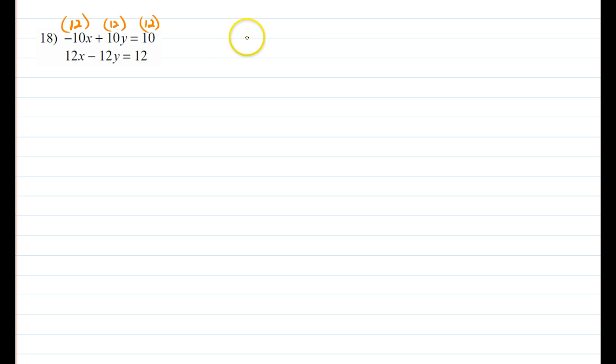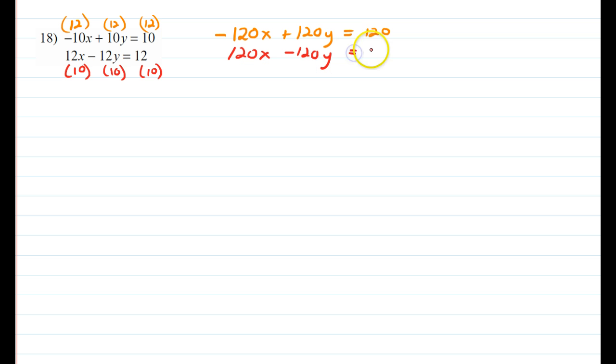So I'll write it over here on the side this time. So this gives me negative 120x plus 120y is equal to 120. So now I'm going to multiply the bottom by 10. I got to multiply everything by 10. And so that gives me 120x minus 120y is equal to 120.